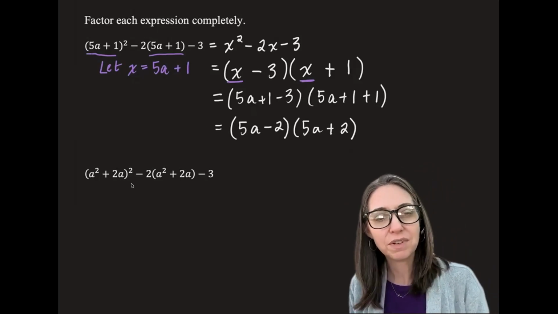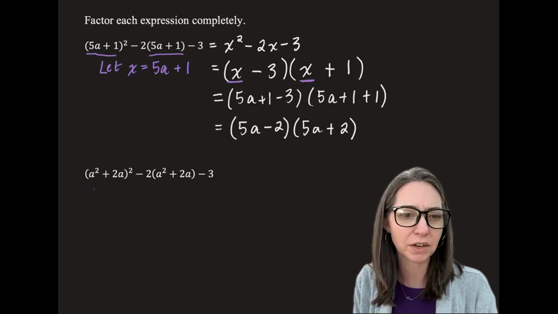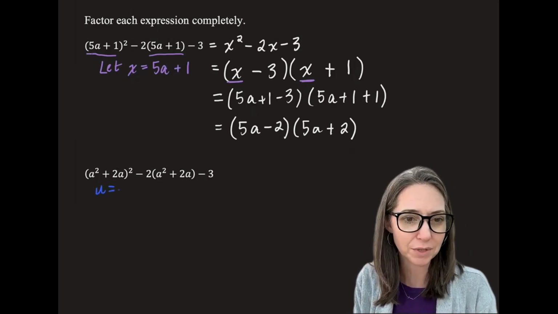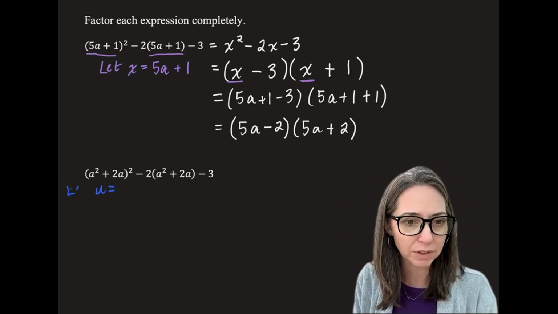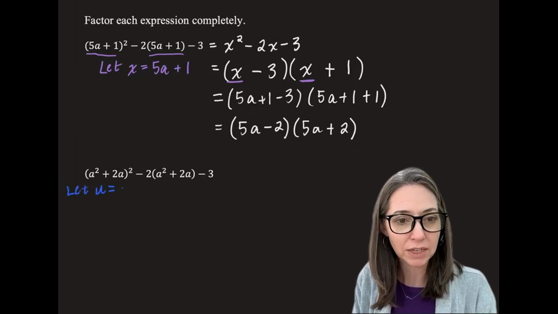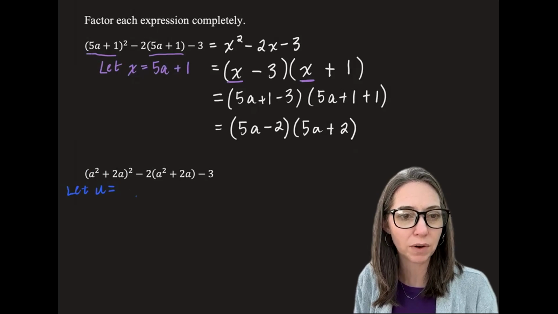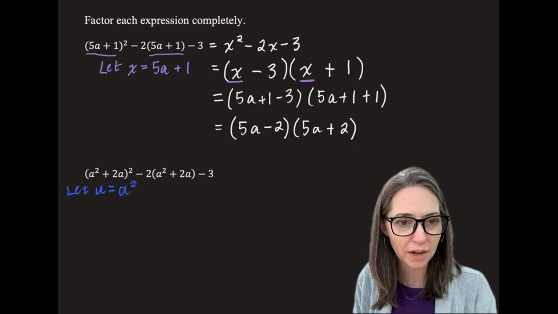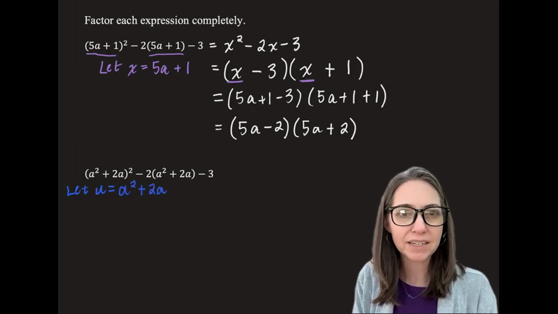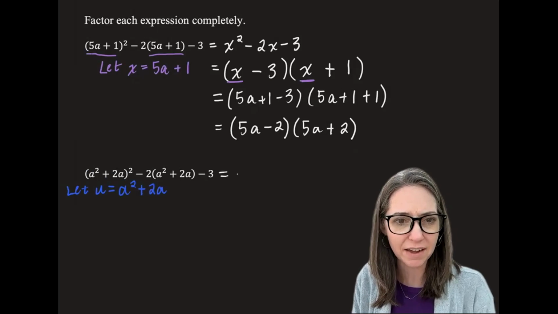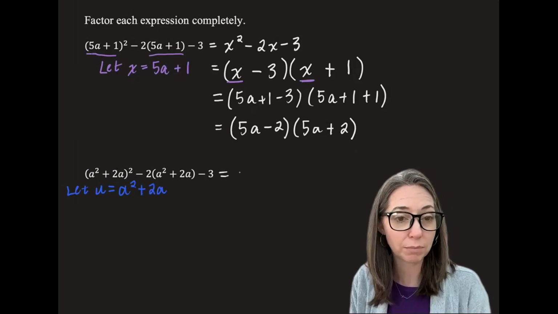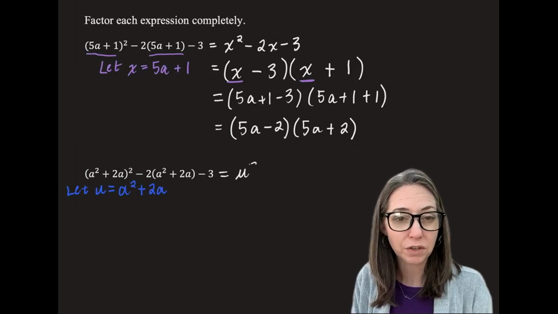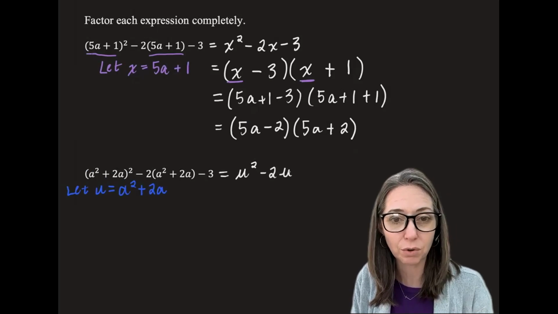All right, so I'm going to do yet another substitution. I think this one I'll go ahead and call it u. That's a common letter used in math. We always put "let" in math if you're defining a variable. Let u equal this repeated quantity here, which is a squared plus 2a, because then I can write this whole thing as, instead of a squared plus 2a in parentheses, I could call it just u. u squared minus 2u minus 3.